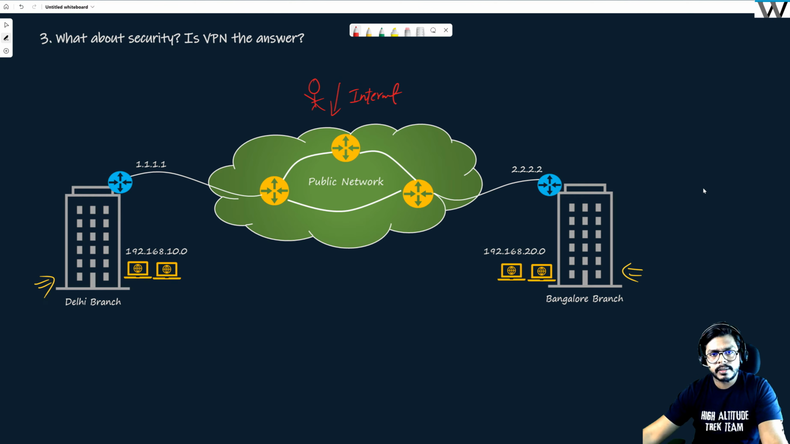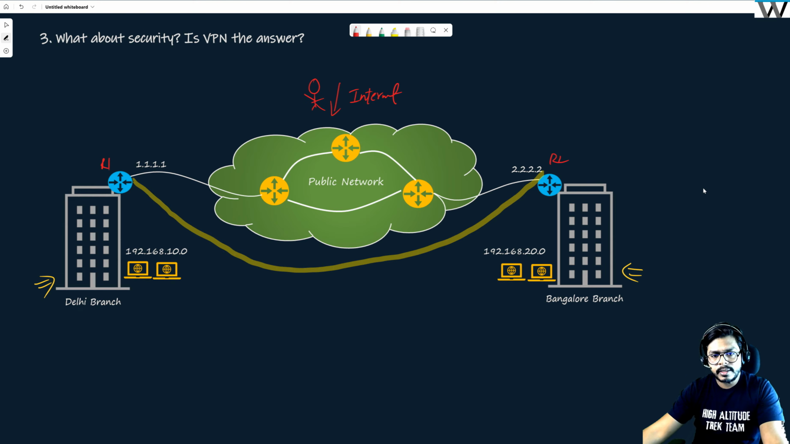You can straight away say that I can solve at least one problem now. What? That I can create a tunnel between this R1 and R2 so that at least you can send the packets, right? And what is that tunnel? GRE. I'm going to say, okay, at least the first part of the problem is solved. At least I can connect my Delhi branch to my Bangalore branch.